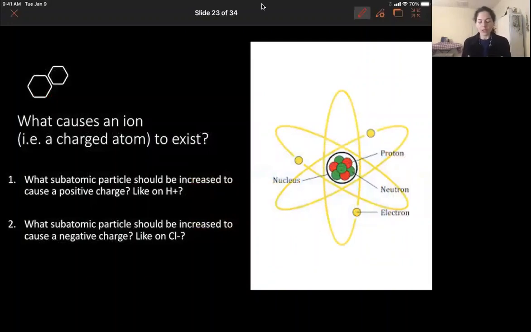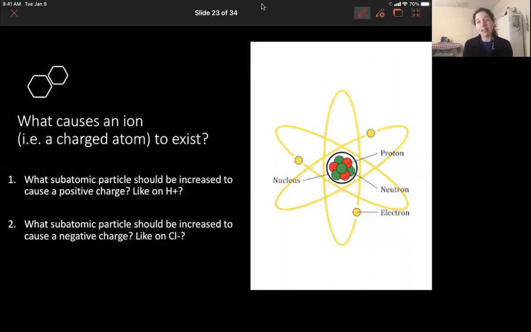Okay, so now I want you to take a second and think about this. There's going to be a quiz that pops up. Think about what might cause an ion to exist. What changes might happen to an atom as far as subatomic particle amounts in order to form a charge on a hydrogen atom, a cation like H+, versus an anion like Cl-. What subatomic particles might be changed here? Would you see an increase or decrease in protons, neutrons, or electrons?